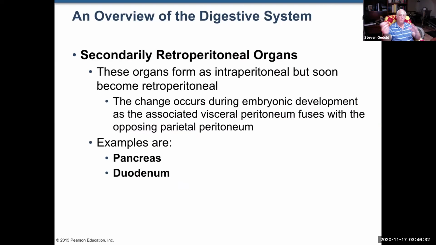And secondary retroperitoneal organs, okay, these organs form as intraperitoneal but become retroperitoneal as embryological development occurs. Okay. So the change occurs during embryonic development, and the visceral peritoneum fuses with the opposing parietal peritoneum, and these become retroperitoneal. So they start off as intraperitoneal, then during embryological development, they seal around and become retroperitoneal. So these are called secondarily retroperitoneal organs. And these are your pancreas and your duodenum. The duodenum is the first part of your small intestine. Like I said, you have your duodenum, jejunum, and your ileum. Those three divisions of your small intestine. And we'll go through those.